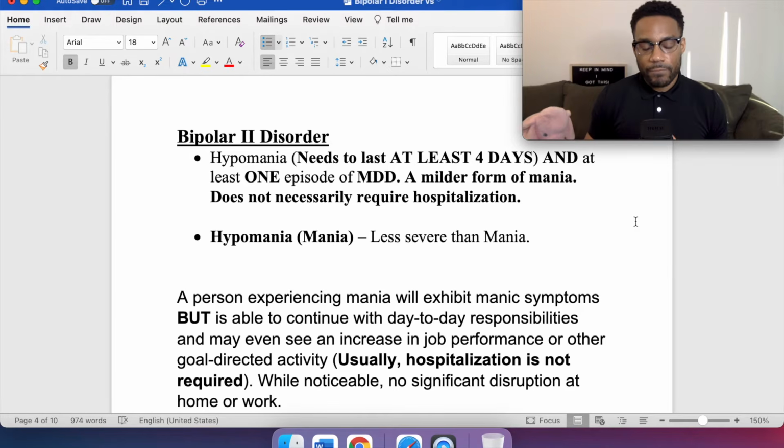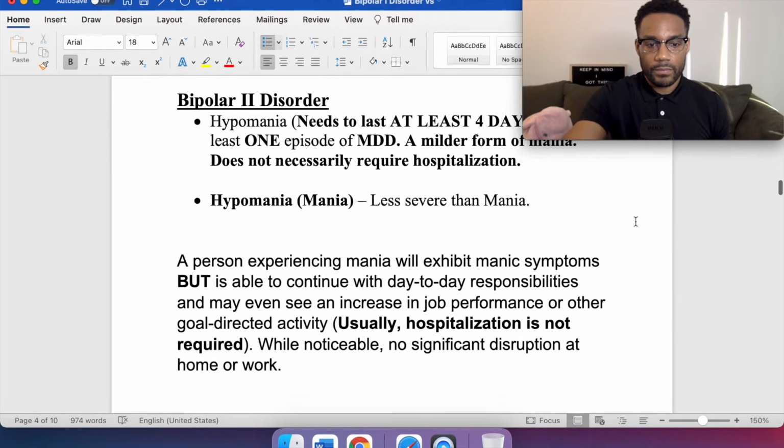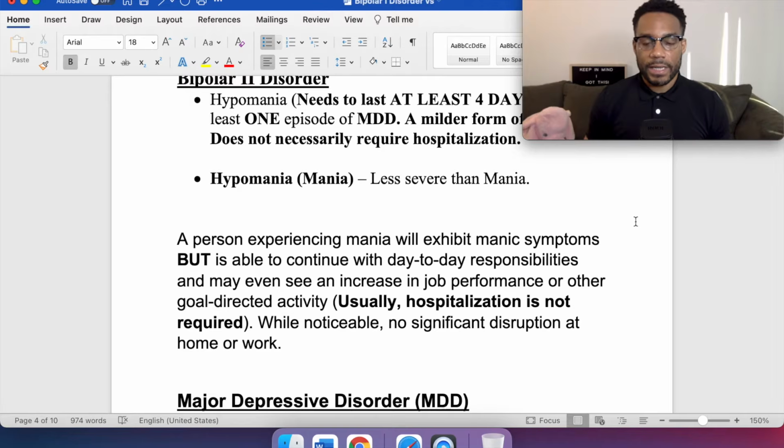And the time frames are important. Bipolar 1 said 1 week. Bipolar 2, as you see listed in front of you, 4 days. And again, it's a milder form of mania, does not necessarily require hospitalization. A person experiencing hypomania will exhibit manic symptoms, but is able to continue with day-to-day responsibilities and may even see an increase in job performance or other goal-directed activities. Usually, hospitalization is not required. While noticeable, there's no significant disruption at home or work.